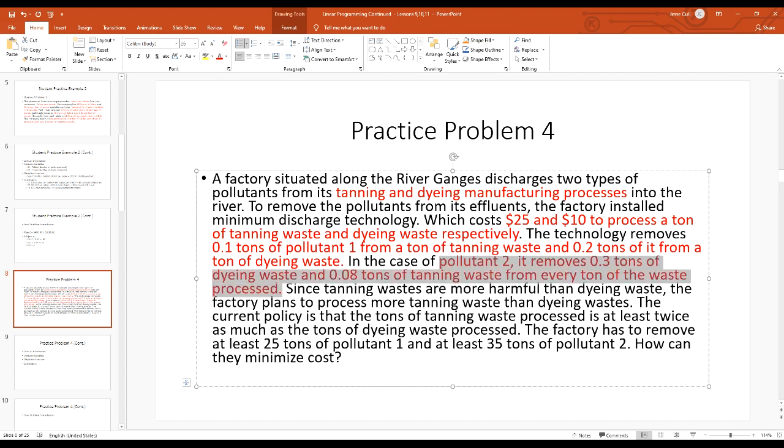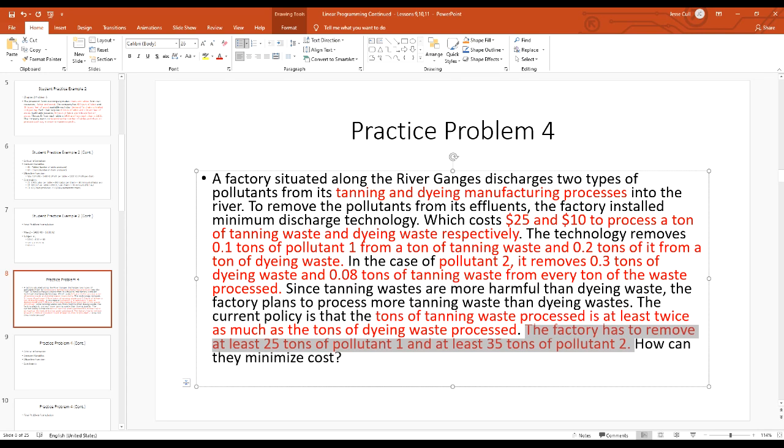Again, critical information. Since tanning waste is more harmful than dyeing waste, the factory plans to produce more tanning than dyeing. The current policy is tons of tanning waste processed is at least twice as much as tons of dyeing waste processed. So another limitation on our decision making. The factory has to remove at least 25 tons of pollutant 1 and at least 35 tons of pollutant 2. So again, that is our third limitation.